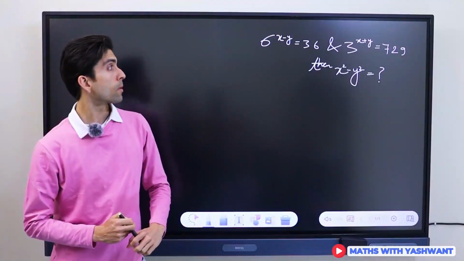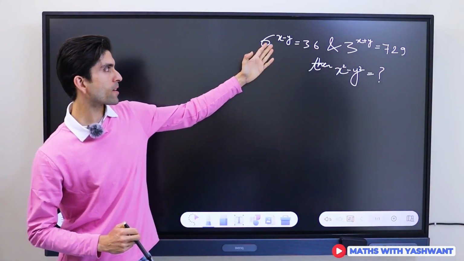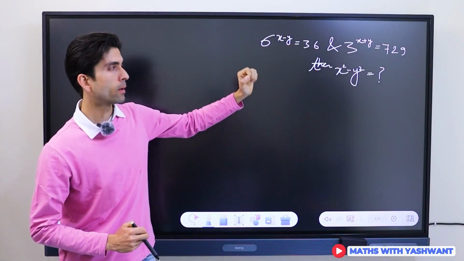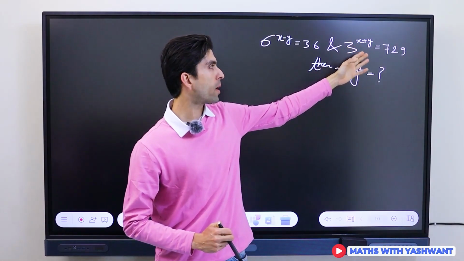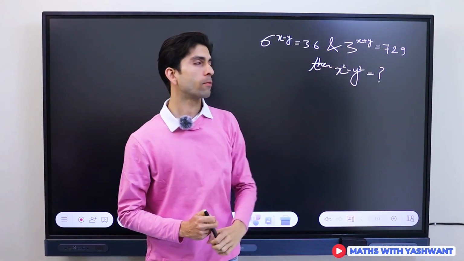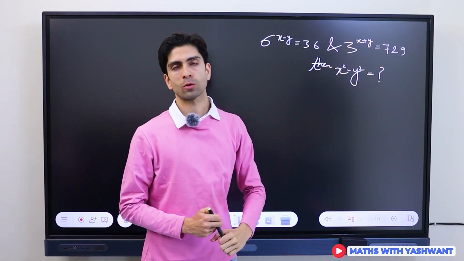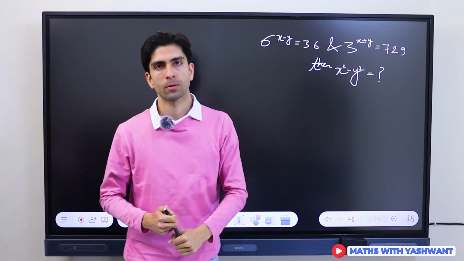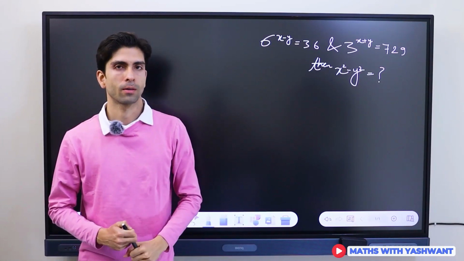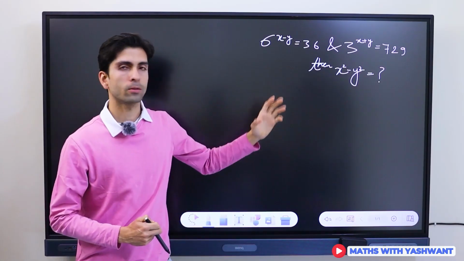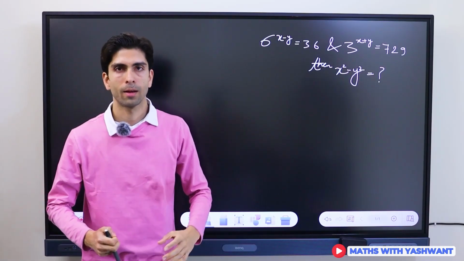Here we go. So we have 6 to the power x minus y is equals to 36 and 3 to the power x plus y is equals to 729, and we have to find the value of x square minus y square. Perhaps many of you might have got that we're going to use exponent laws for solving this one. Well, let's do it.